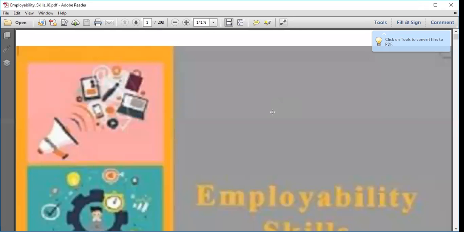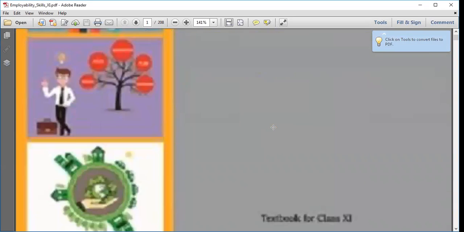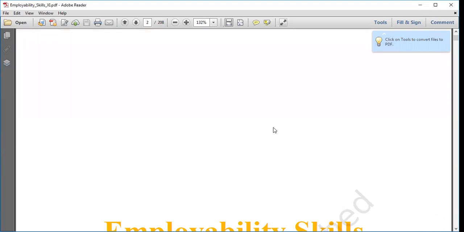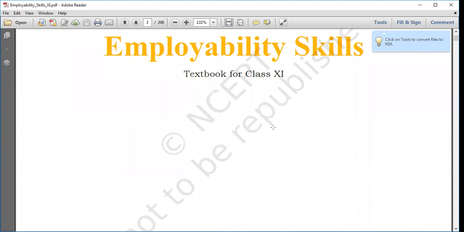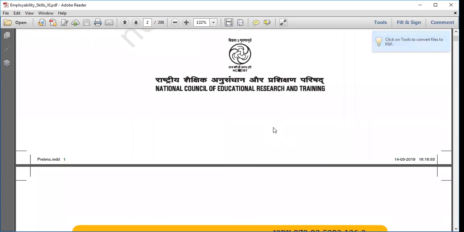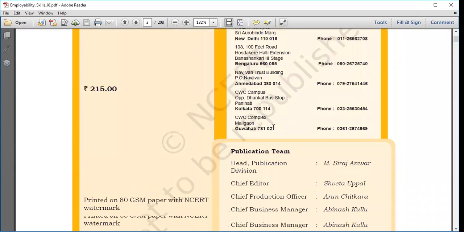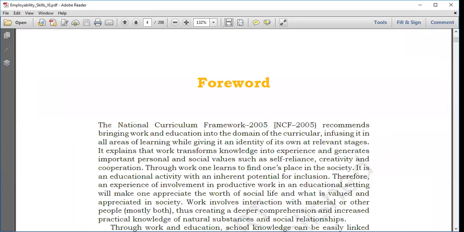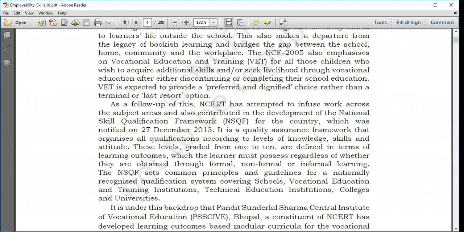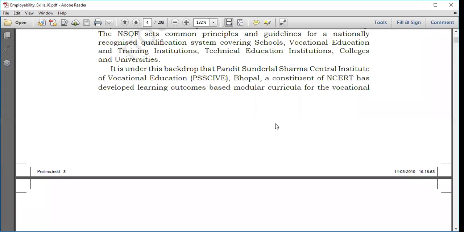And employability skills are the kind of skills which a person should have so that he or she can get certain employment in future, right? So what all basic skills are required, that will be covered in this particular book, right? And this portion covers your 10 marks in your final exams, right?